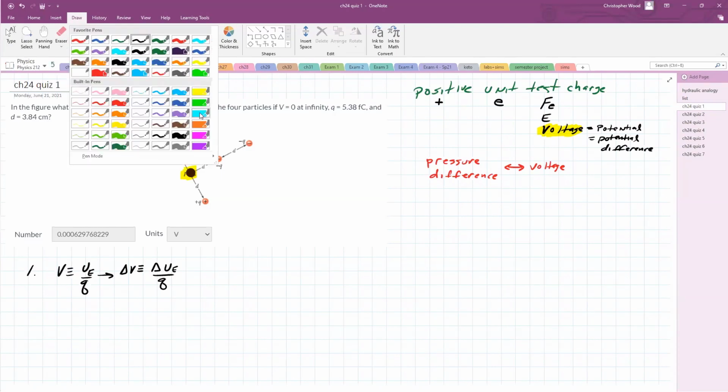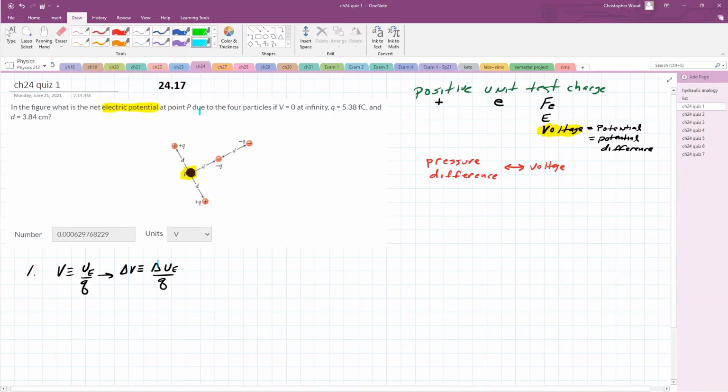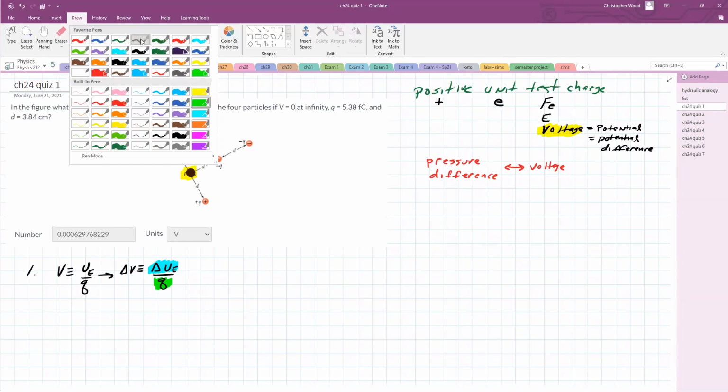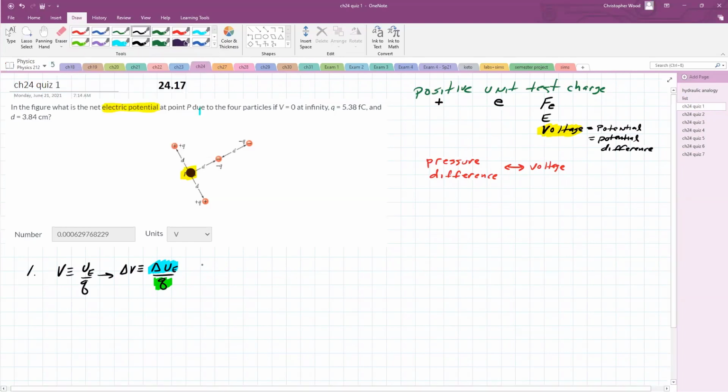So this is the oomph per charge. Voltage is the oomph, per charge, which is this. All right, so this is what voltage is defined as. And not to backtrack too far, but basically for a point charge, voltage is kQ over r. kQ over r. This is for a point charge.